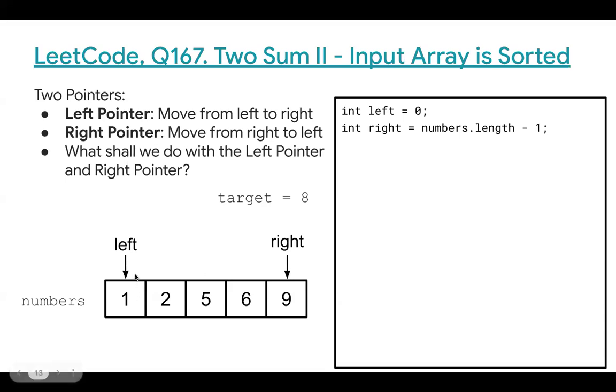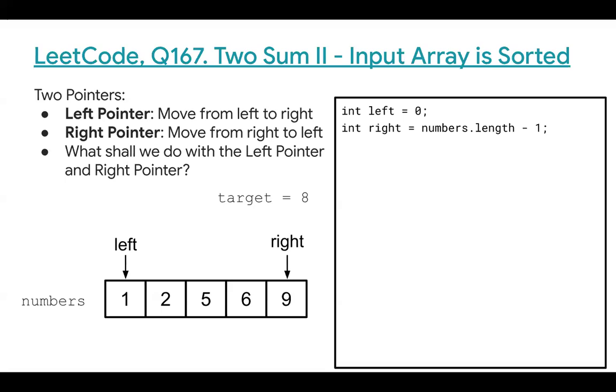At the very beginning, the left pointer refers to the first element, which is 1. The right pointer refers to the last element, which is 9. Of course, we want to see if their sum is equal to the target or not, because if that's the case, we are done, right? But unfortunately, 1 plus 9 is not equal to 8. It's bigger than 8. When it is not equal to 8, what should be the next step here?